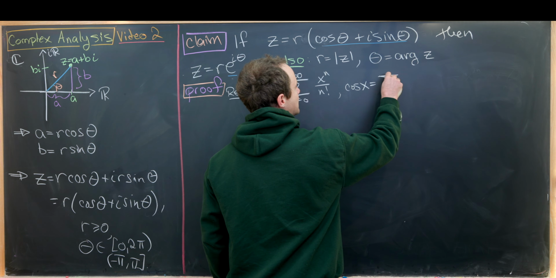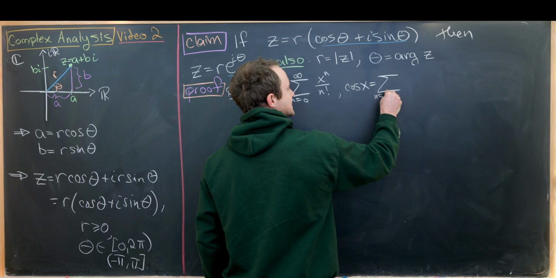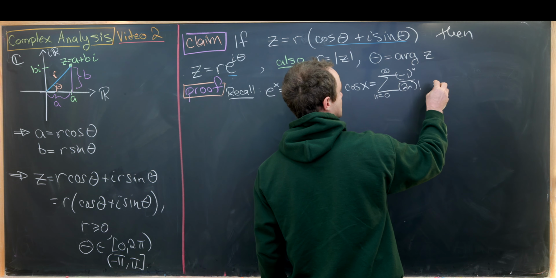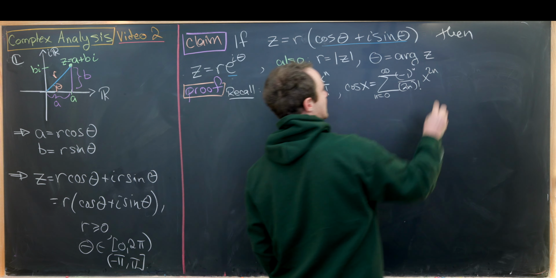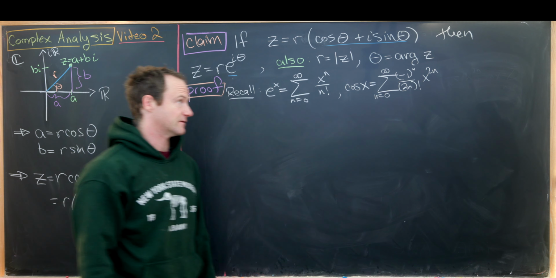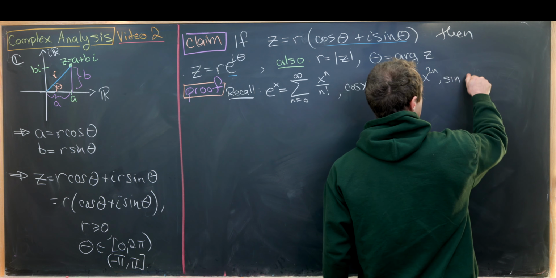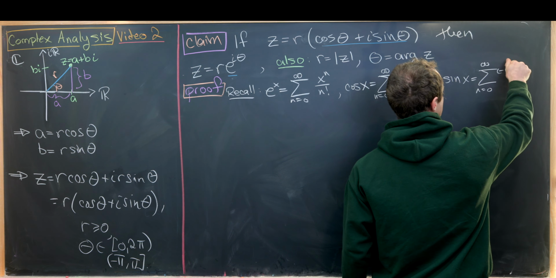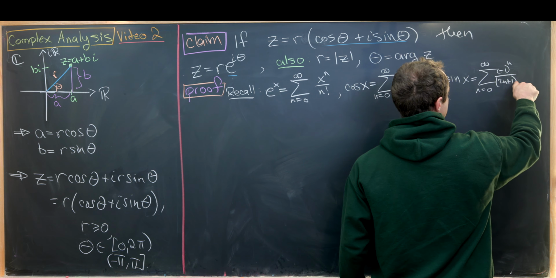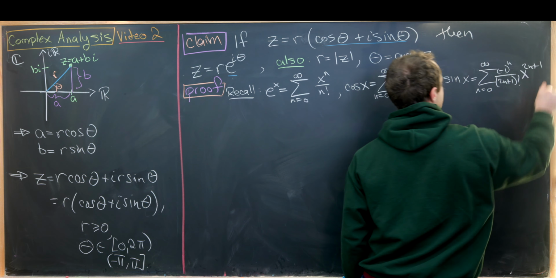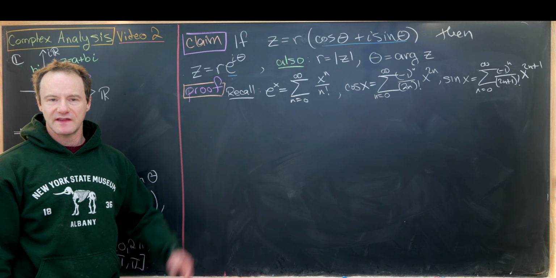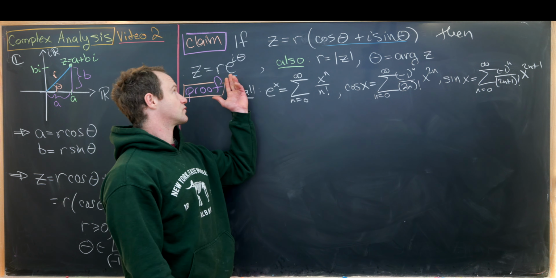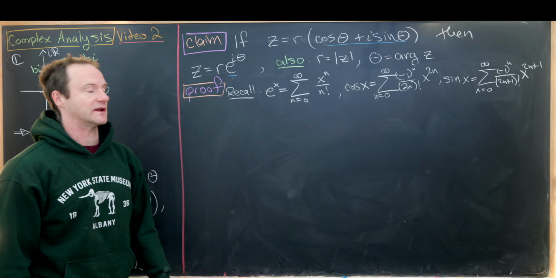Cos x can be expanded as the sum as n goes from 0 to infinity of (-1) to the n over 2n factorial, and then x to the 2n. So notice it's an even function. And then we have sine of x is equal to the sum as n goes from 0 to infinity of (-1) to the n over (2n plus 1) factorial, x to the 2n plus 1. Okay, so again, that's just recalling this stuff from Calculus 2. Now we're going to use these to directly come up with this equality that we need.